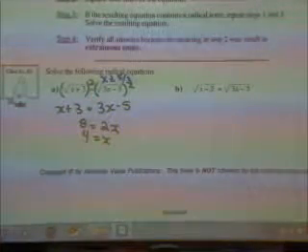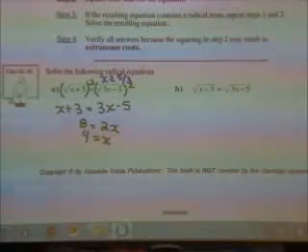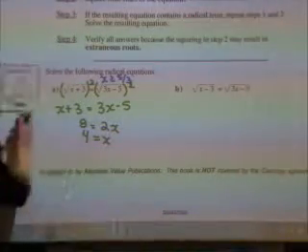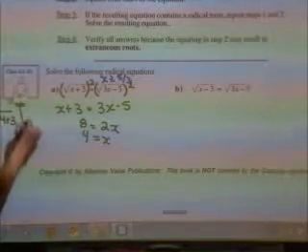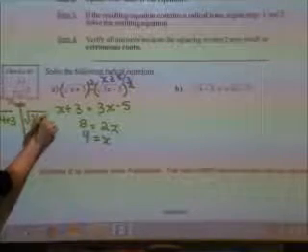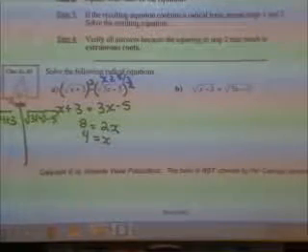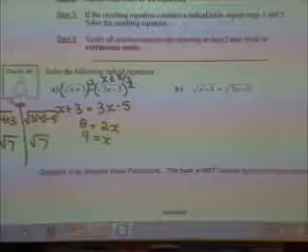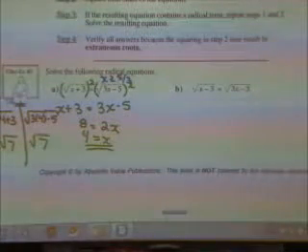Is 4 bigger than 5/3? Yes. So I fit the restriction, but now I need to double check it. So I have the square root of 4 plus 3 on one side, and then I have the square root of 3 times 4 minus 5 on the other side. So what's 4 plus 3? 4 times 3 minus 5. Are the two sides equal? So this is a valid solution to the radical.